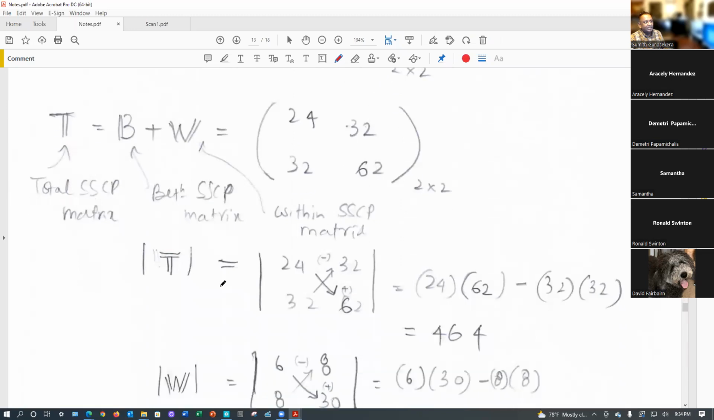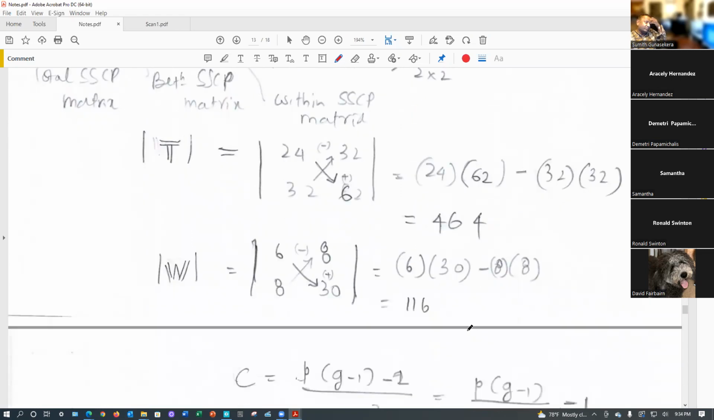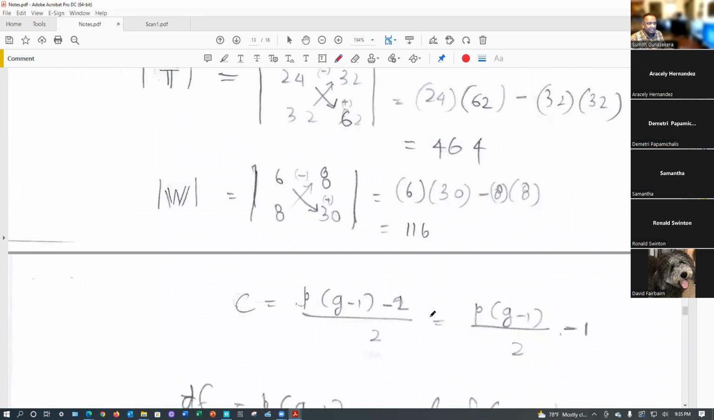B plus W. Then I'm going to find the determinant, or the absolute value, of that. How do you find the determinant of the total? You're going to cross multiply like this: 24 times 62. That's how you find the determinant. 464. Then you need the determinant of W as well. 116.